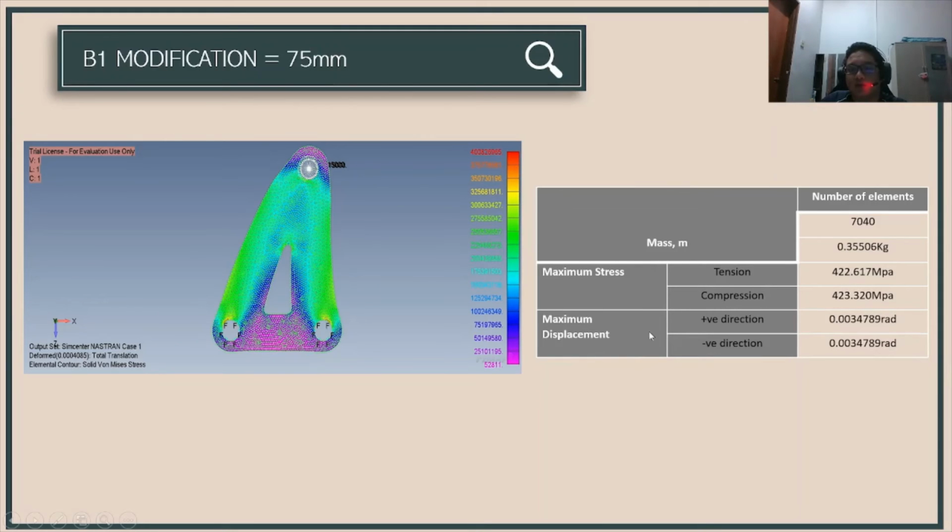While for maximum displacement, we get positive and negative direction 0.003479 radian. For the mass, we get 0.35506 kilogram, and the total number of elements for the analysis is 7,050. The highest stress we can see from the picture is near the hole at the bottom.